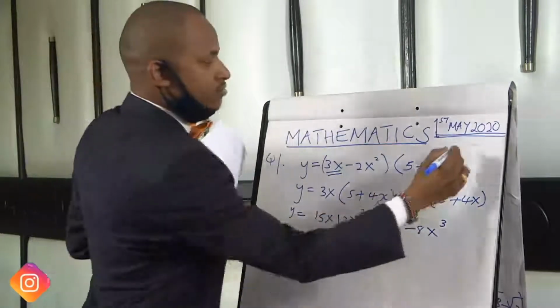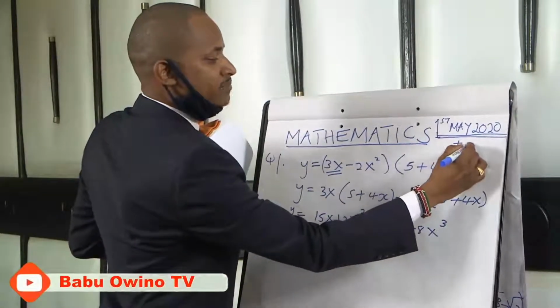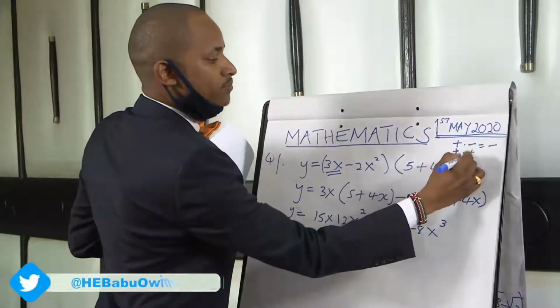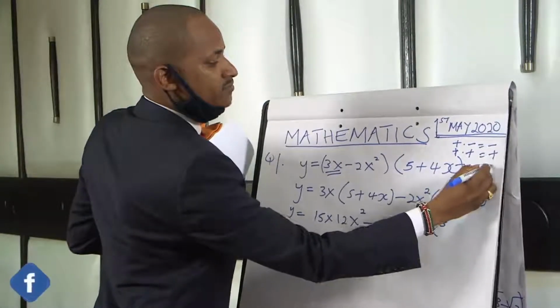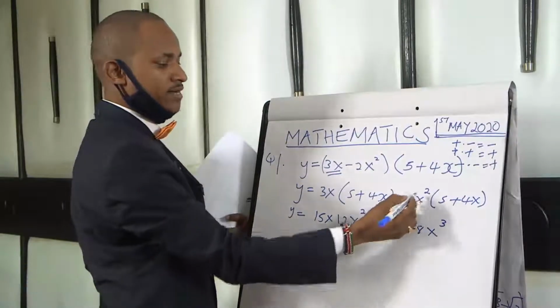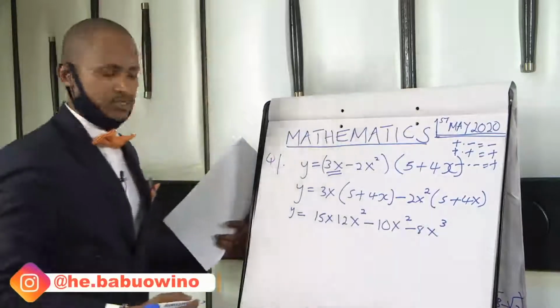Now there's a fundamental rule that you'll just note. When you have positive multiplied by negative, you get negative. Positive multiplied by positive, you get positive. Then negative multiplied by negative, you get positive. That's why when we have minus 2x squared times plus 4x, you get minus 8x cubed.